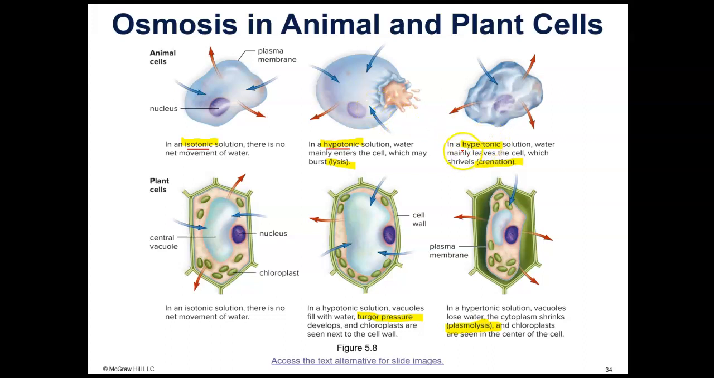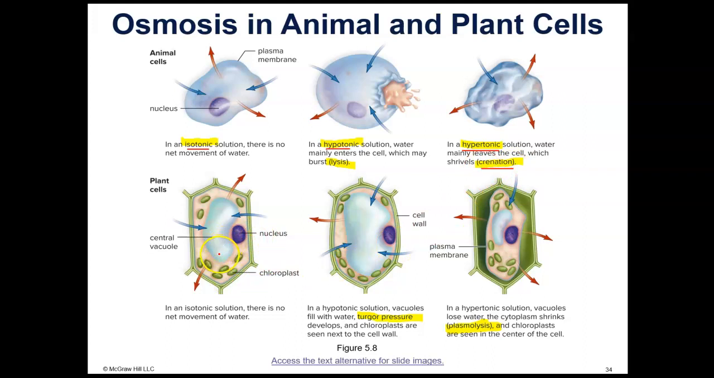If the solution is hypertonic compared to the inside of the cell, that means it has a higher solute concentration. It's much more salty or much more concentrated with solute than what's inside the cell. Water's going to follow that solute. Water's going to move out. So when it does, the cell will shrink, and that is called crenation.